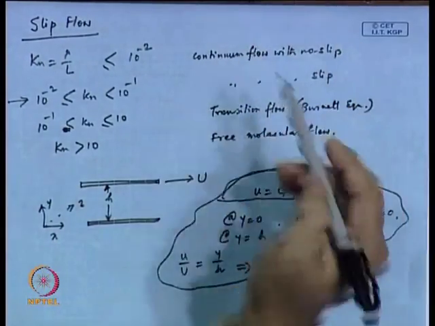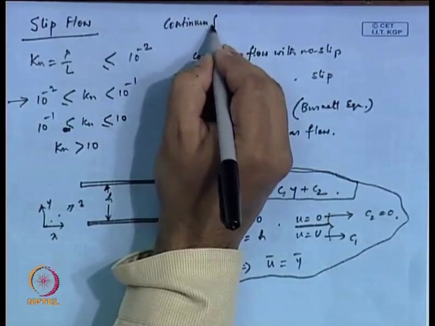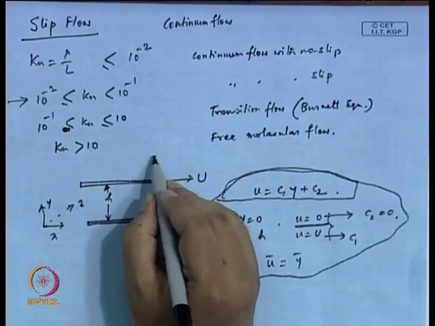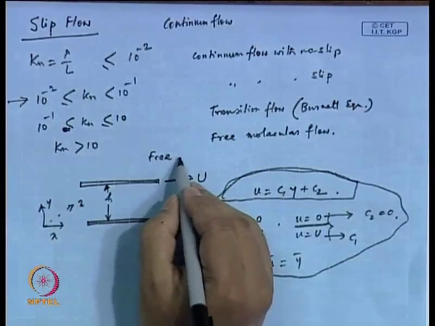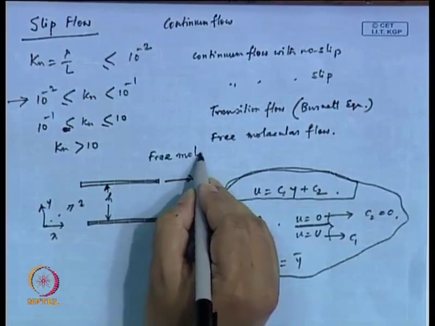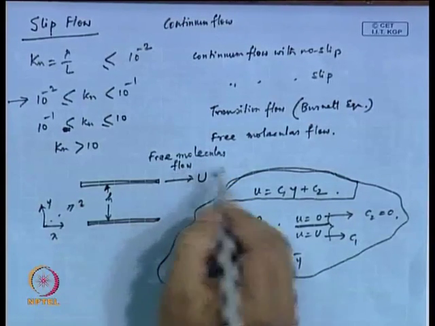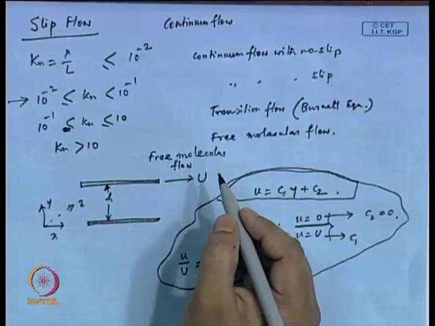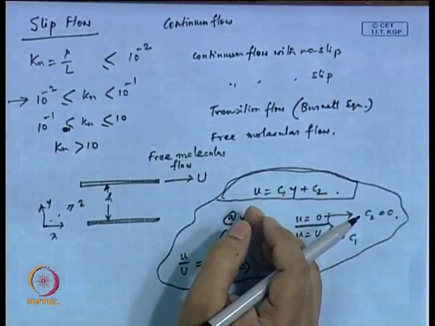So, if you look at the entire spectrum, on one end of the spectrum it is the continuum flow, and the other end of the spectrum it is the free molecular flow, which is the collision between molecules and molecular dynamics. However, this is computationally very demanding. If you want to track, say, thousands of molecules for hours, tracking the molecules and their velocities after each and every collision is a tremendous task.